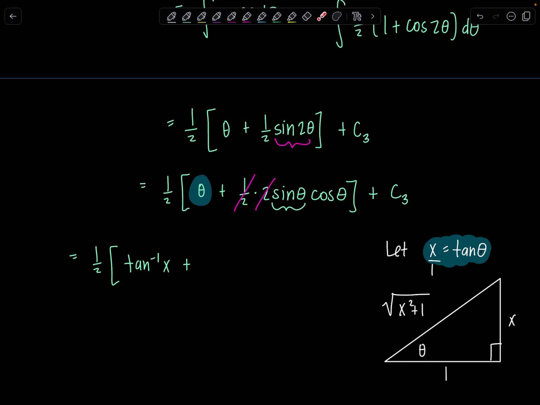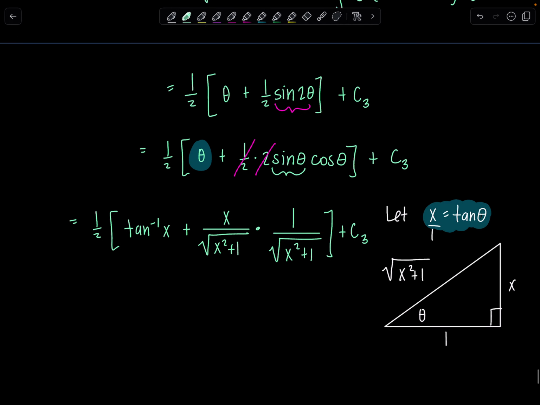Sine theta, using the triangle, sine is the ratio of the opposite side over the hypotenuse. So that's going to be x over square root x squared plus 1, times cosine theta, that's the ratio of the adjacent over the hypotenuse. So that's 1 over square root x squared plus 1, plus C3. And then this is pretty much as cleaned up as it's going to get.